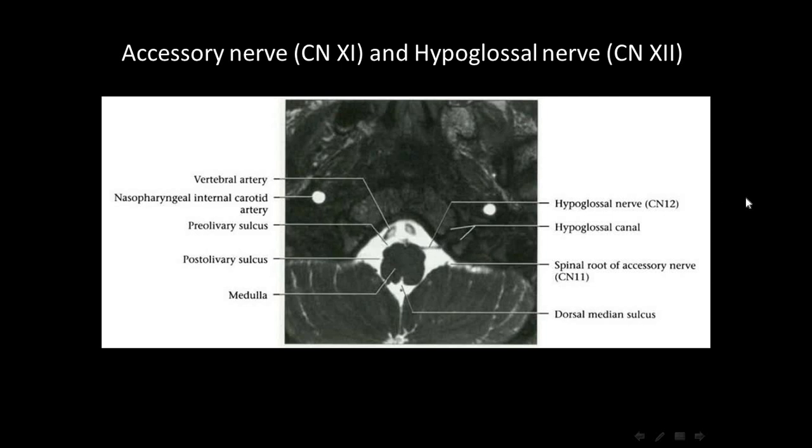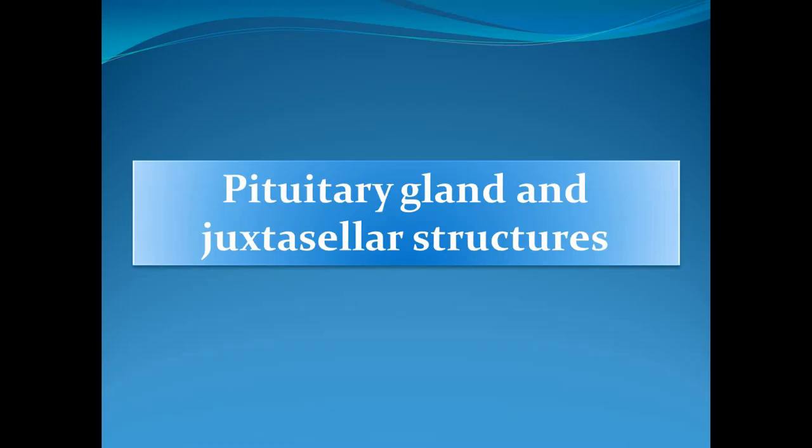It was very difficult for me to find these images because these cranial nerves, these thin ones, are very difficult to detect on the image unless you have these kind of high resolution MRI sequences. Then we'll move on to talk about the pituitary gland and the juxta-sellar structures.